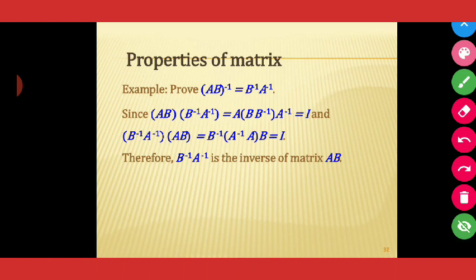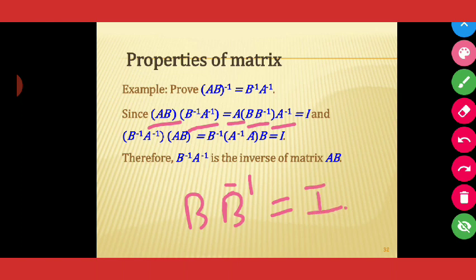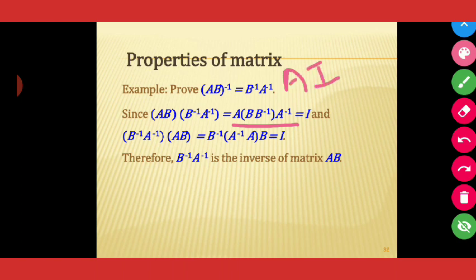Now you can easily verify AB inverse equal to B inverse A inverse. Okay. Now since AB into B inverse A inverse equal to, after interchanging the bracket, A B B inverse A inverse, now you know B B inverse equal to I identity matrix, then this expression becomes A I A inverse.